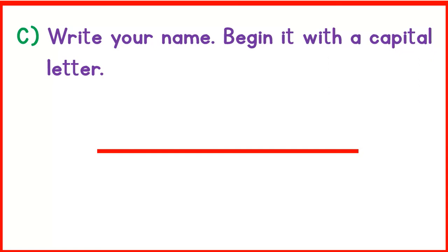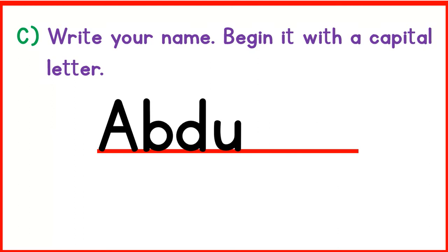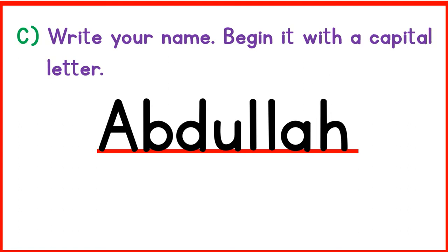Okay, A should be capital. Then you write B, D, U, L, L, A, H. Abdullah, your writing should be neat and clean. Your handwriting should be good, should be nice. Remember, Abdullah, any name always begins with a capital letter. The first letter should be capital.